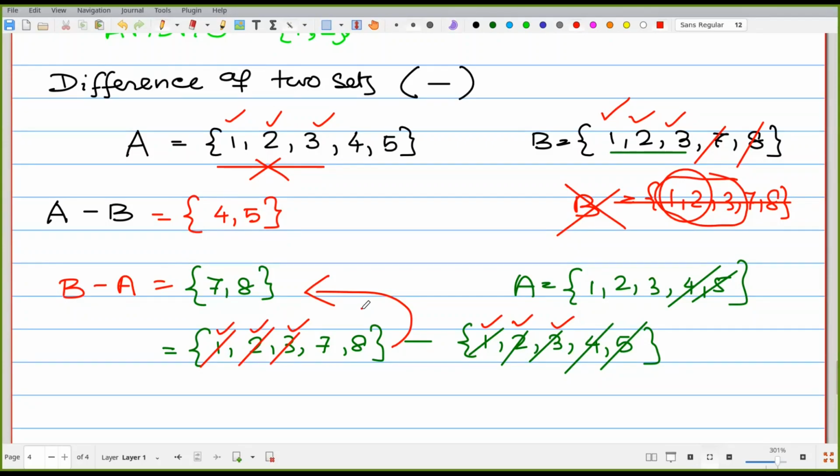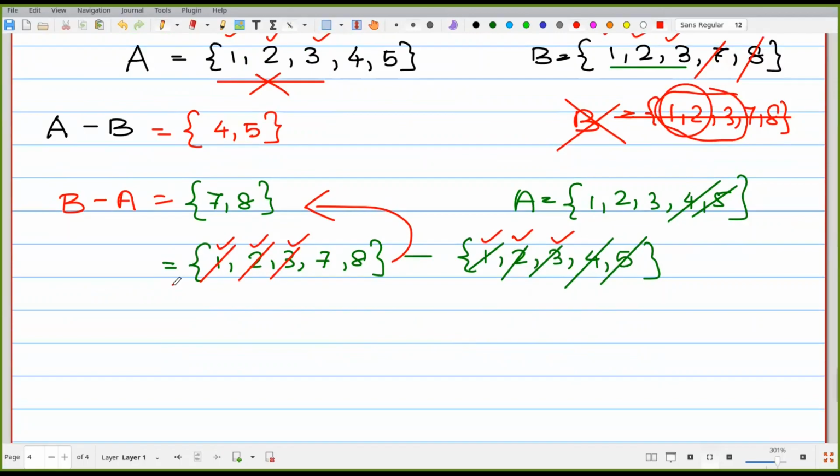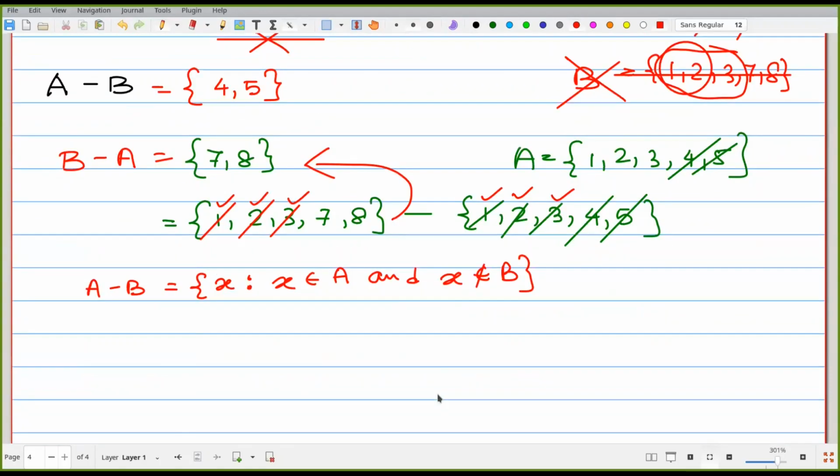In notation, we can write it as A minus B is equal to X, where X belongs to A and X does not belong to B. So in notation, A minus B means X belongs to A and X does not belong to B.